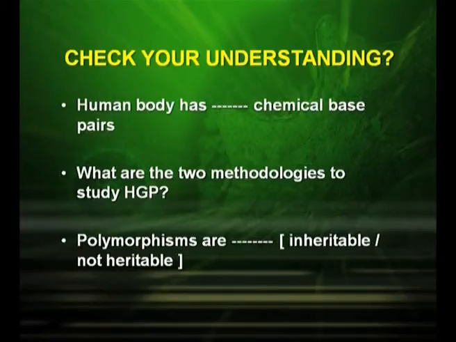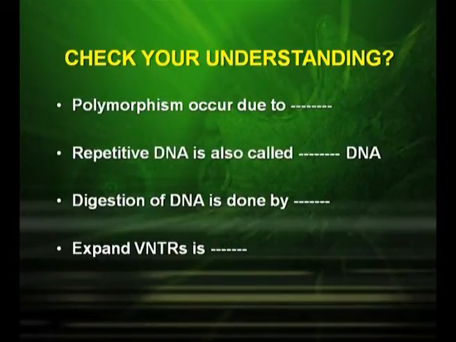Now, check your understanding. The human body has how many chemical base pairs? What are the two methodologies to study HGP? Polymorphisms are, two options, inheritable or not heritable. Polymorphism occurs due to repetitive DNA, which is also called what DNA? Digestion of DNA is done by which enzymes? Expand VNTRs.